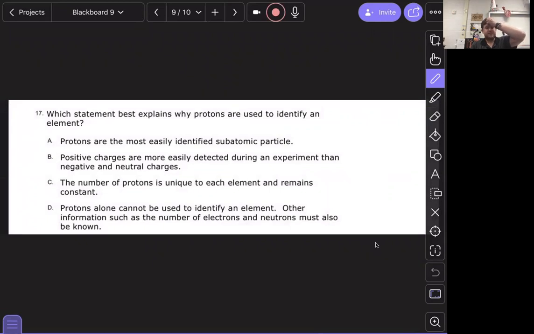Which statement best explains why protons are used to identify an element? The number of protons is unique to each element and remains constant. Okay, anytime I have 3 protons, I'm lithium. If for whatever reason I add a 4th proton, it changes and I'm now beryllium. So the number of protons is unique to each element and remains constant. And I don't have any other ones.